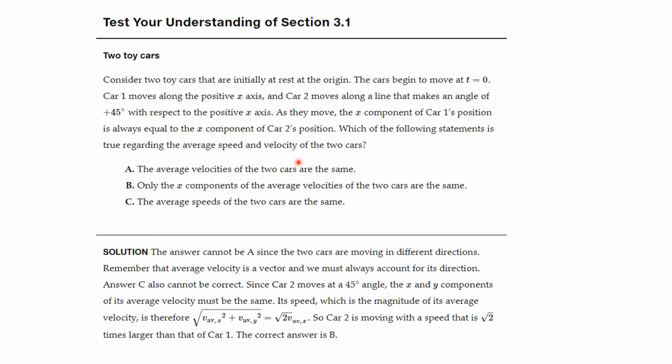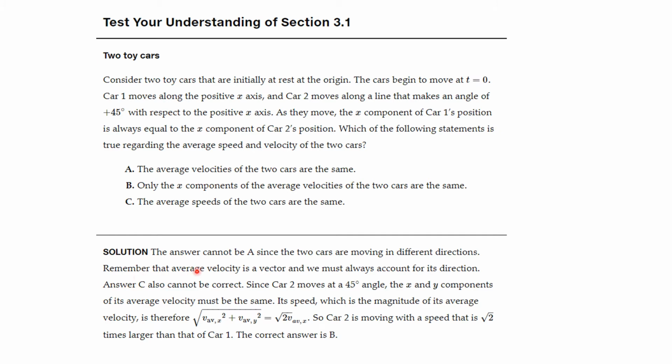Which of the following statements is true regarding the average speed and velocity of the two cars? So there are 3 choices for you to consider. And we'll pretty much use a process of elimination here. The answer cannot be A because the cars are moving in different directions. So their average velocities can't be the same because the directions are different. Velocity is a vector quantity. And remember that the average velocity is a vector, so we must always account for its direction.